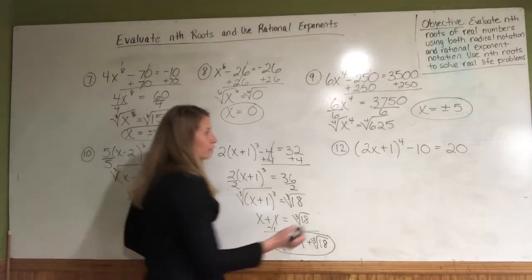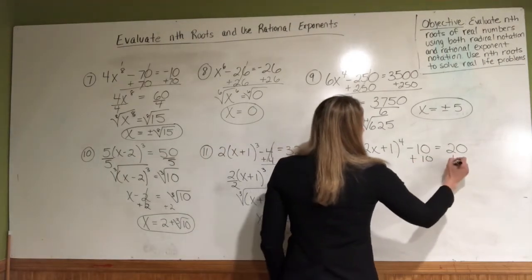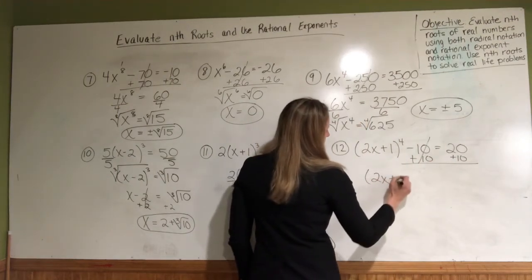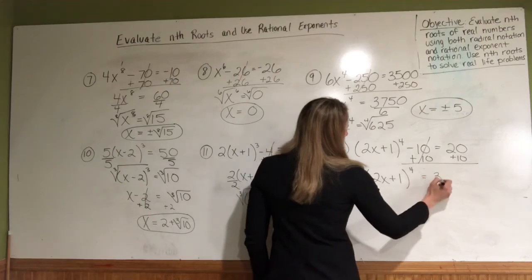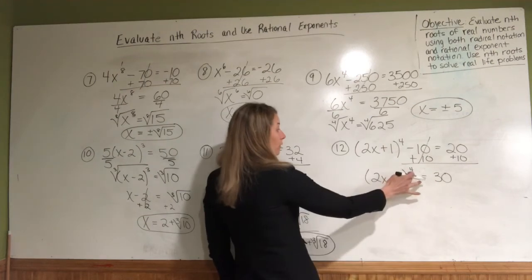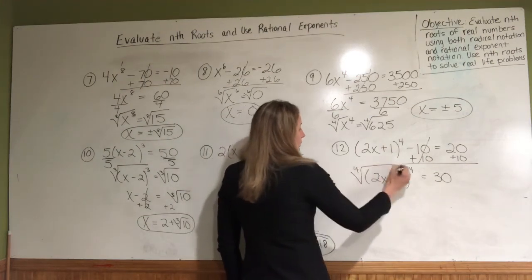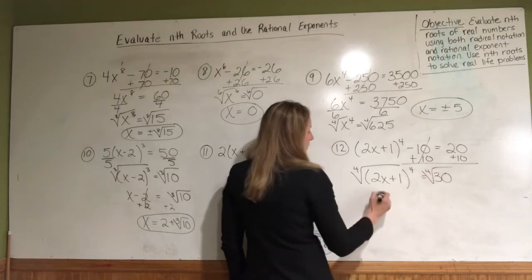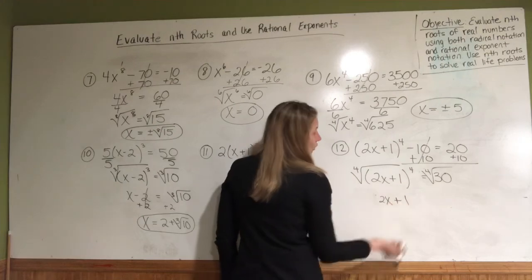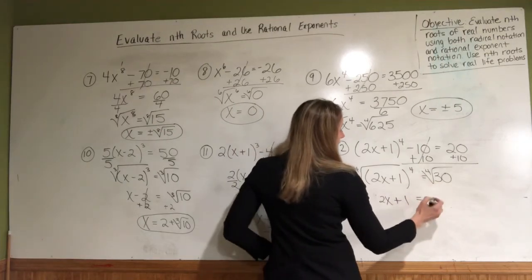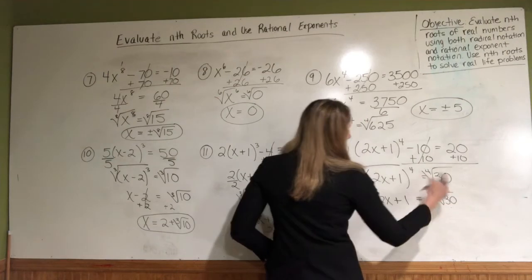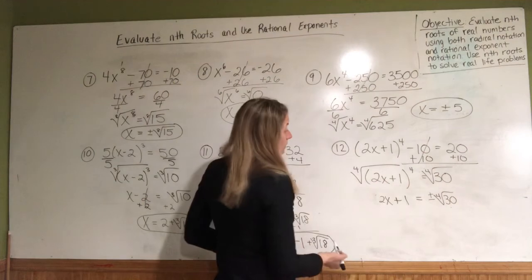And finally, our last problem for today, adding that 10, which gives us 30 over here on the right. Getting rid of the entire, breaking out of those parentheses by getting rid of this exponent here just by doing the root of that same number. So now I just have 2x plus 1. I no longer need those parentheses. And over here, I'm going to have the plus minus this time because it's an even root, which indicates that there will be 2 solutions.